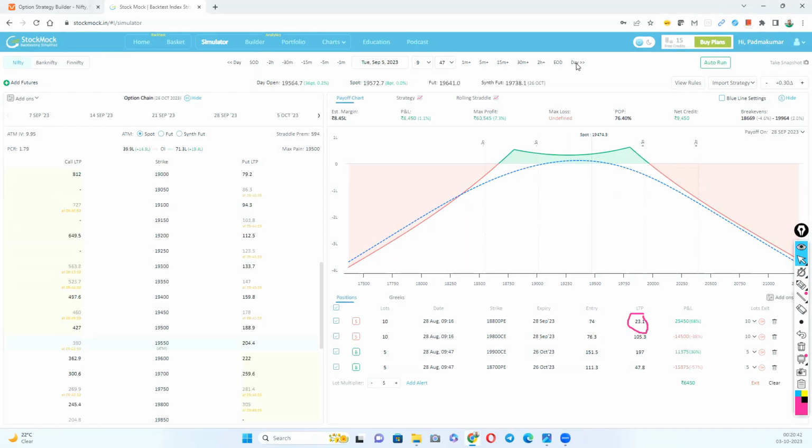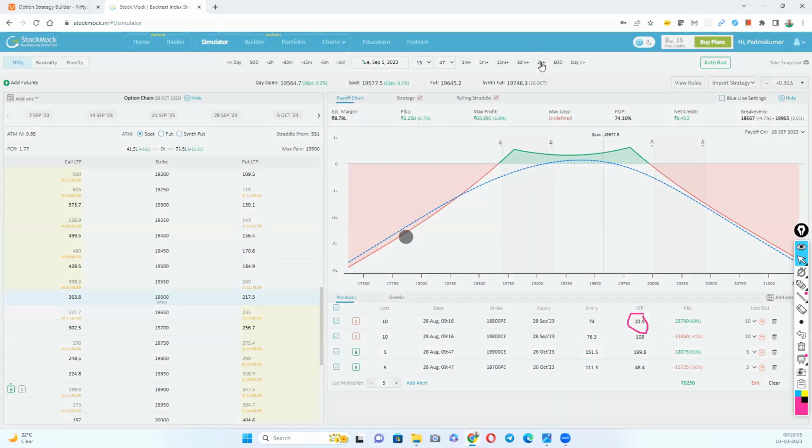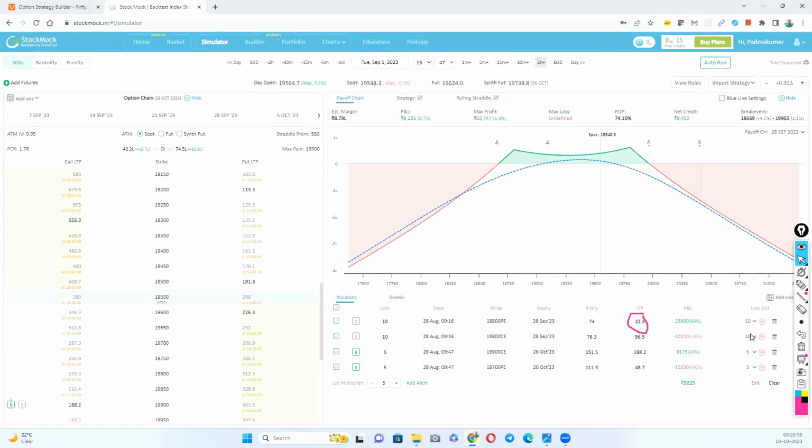Now we arrive at 5th September. 23 is the premium. We'll see if it becomes less, then it's 22.5. So now this is the time to exit this premium and roll up to the next level. So we'll close 18,800. We are closing this 18,800 put.